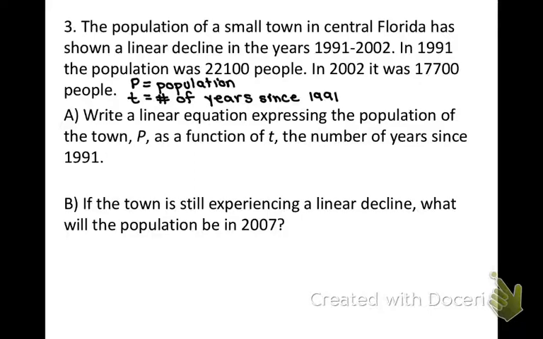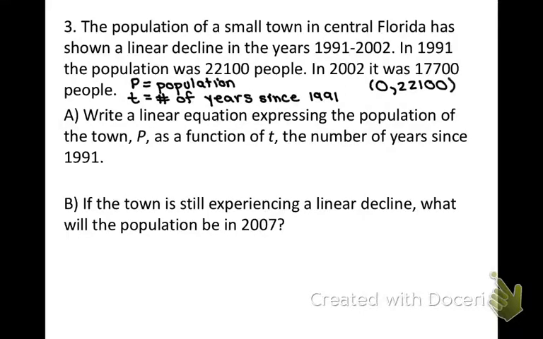Now, in the upper part, it gives us some other information. It says, in 1991, the population was 22,100 people. That's going to give us information to make a point. Same thing with in 2002, it was 17,700 people. Don't overthink this. In 1991, how many years had passed since 1991? 0, right? In 1991, no years have passed since 1991.